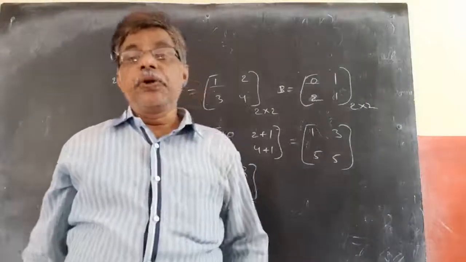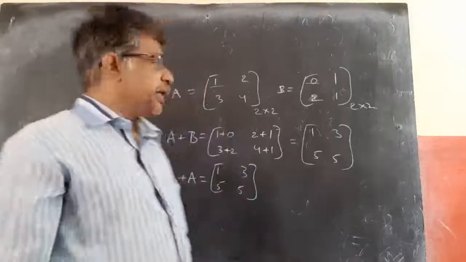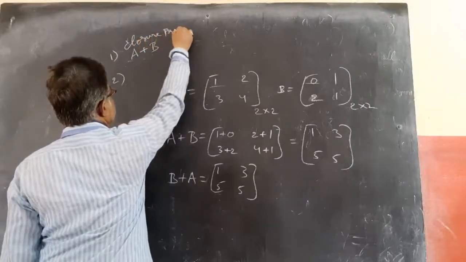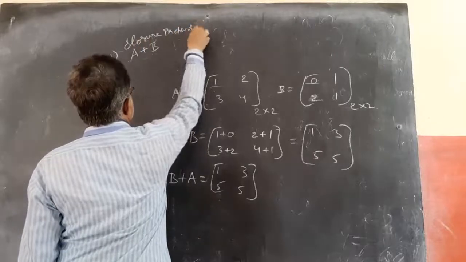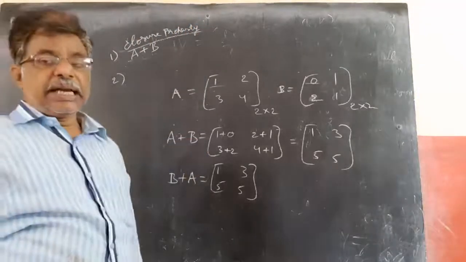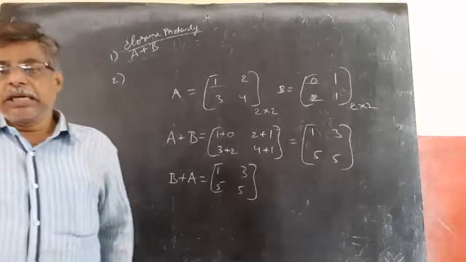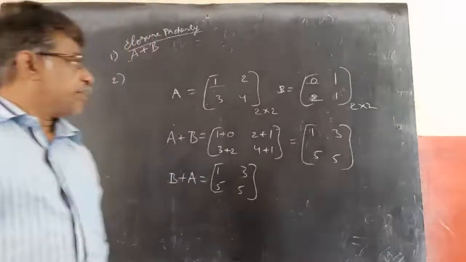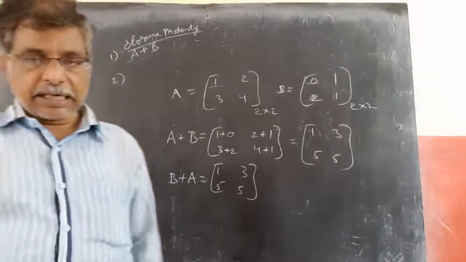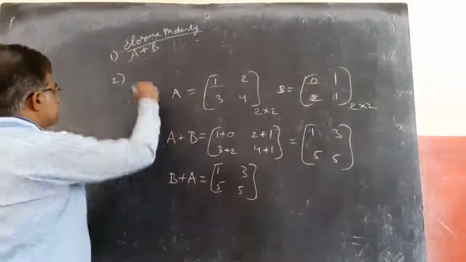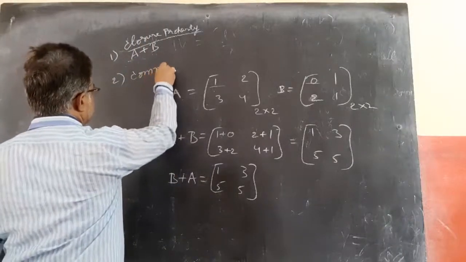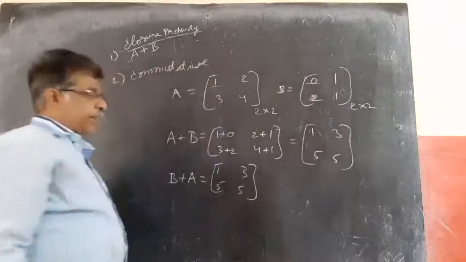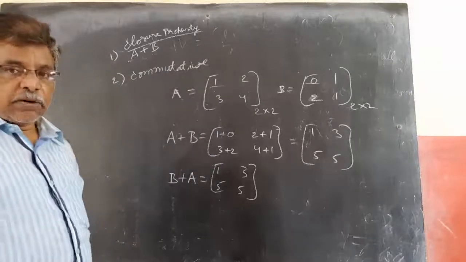The second property is commutative. First is closure property, or binary operation we say. If A and B are two matrices of the same order, then A plus B is also a matrix of the same order. It is the closure property. Second property is commutative. What is commutative? Commutative means A plus B equal to B plus A.